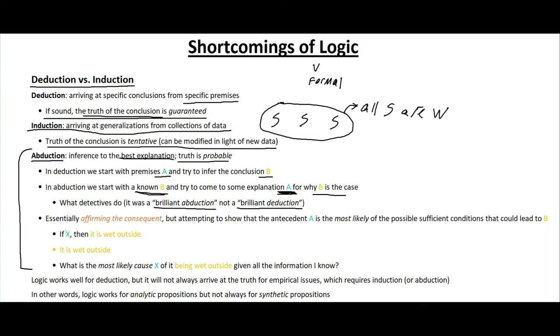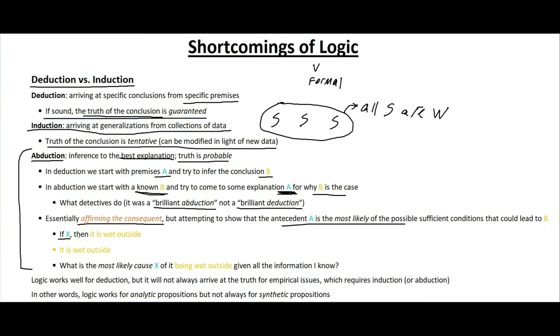And this is essentially affirming the consequent, which, as we talked about, is a logical fallacy, but it's not looking to deduce the truth of an antecedent by affirming the consequent. It's looking to attempt to show that an antecedent A is the most likely of the possible sufficient conditions. So the different antecedents would be different sufficient conditions, and we are looking for the best possible sufficient condition that would have led to B. And so it's essentially saying, if X, your antecedent, and I've been using the example if it rains, then it's wet outside.